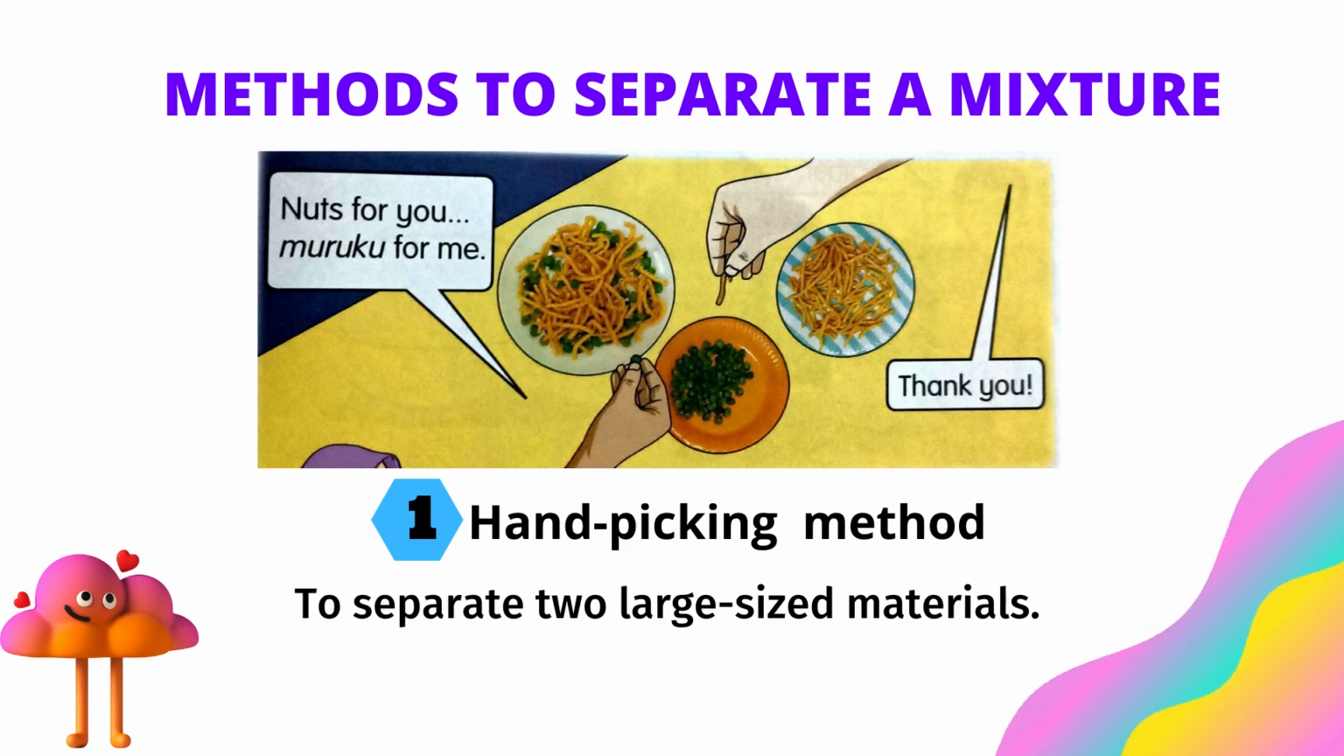Kugan and Kanang can separate the mixture of muruku and nuts using the hand picking method. Why is the hand picking method used to separate this mixture? It is because the nuts and muruku are large and have different shapes. So, we use hand picking method to separate 2 large size materials, size yang berbeza.